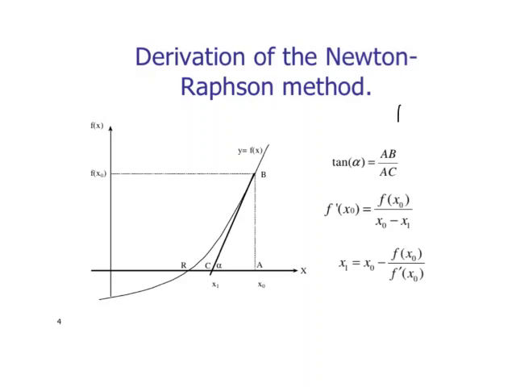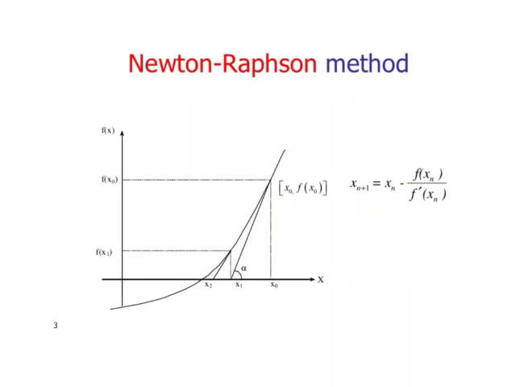because tan alpha is equal to dy by dx, which is nothing but the derivative. And simplifying further, we obtain x1, that is the first iterating formula, is equal to x naught minus f of x naught by f dash of x naught, where x naught is the initial value of the function where the root lies.